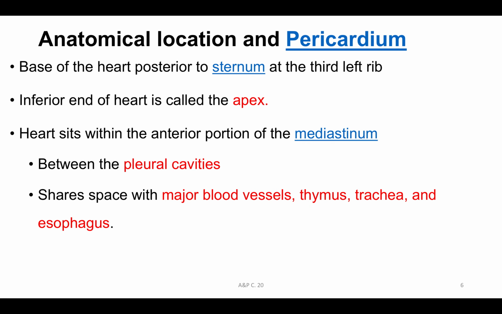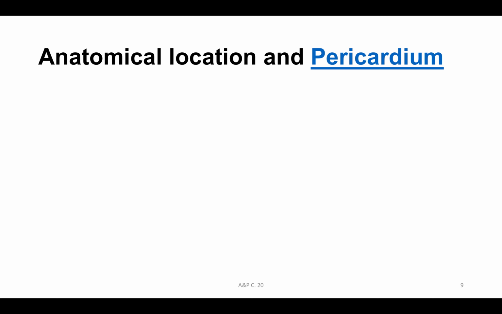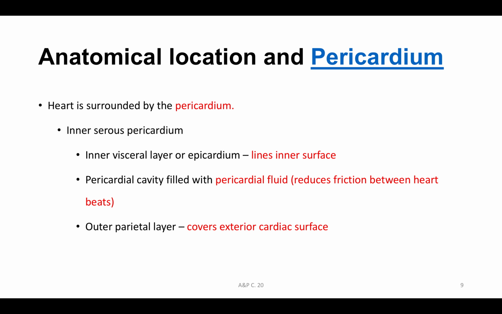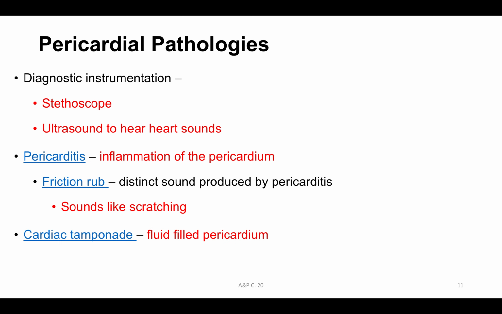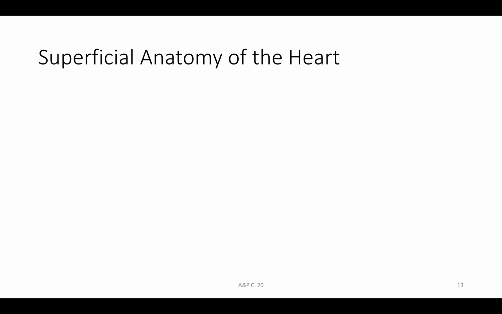You need to be familiar with where your heart is located. Your heart is located within the mediastinum. The mediastinum is found within your thoracic cavity. It's right in the middle, and it's going to contain your heart, your thymus, your trachea, and your esophagus. Your heart is surrounded by a protective membrane called the pericardium. That pericardium just looks like a very thin sheet around your heart. We looked at pericardial pathologies, what happens when your pericardium gets inflamed.